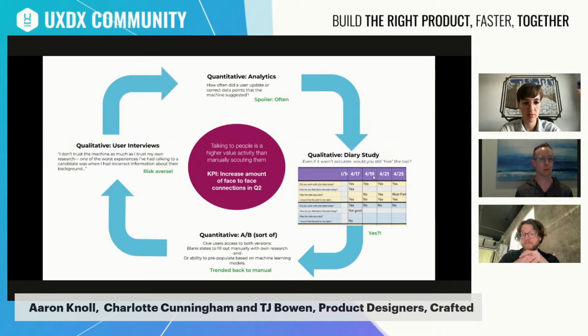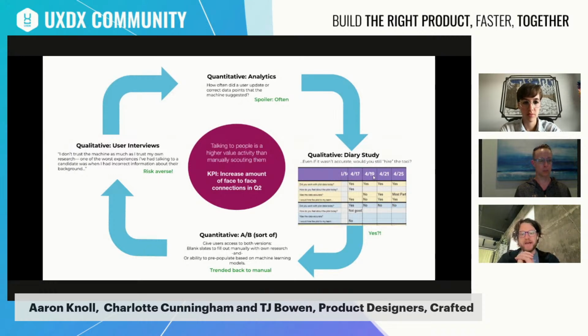You could create a blank slate and start gathering the data individually, or you could start from this template that you said you would hire, that we thought was really good. It was quantitatively pretty accurate from a machine learning standpoint. And over time, people just trended back to the manual.